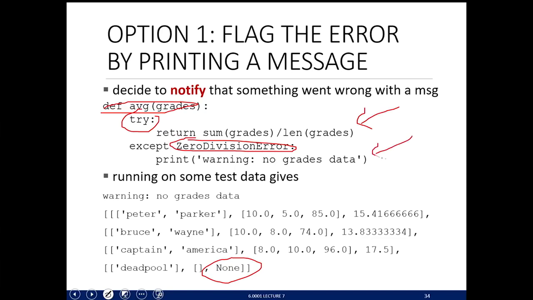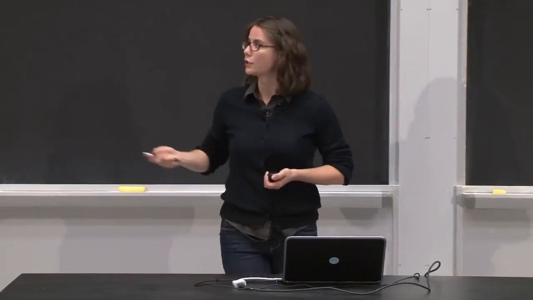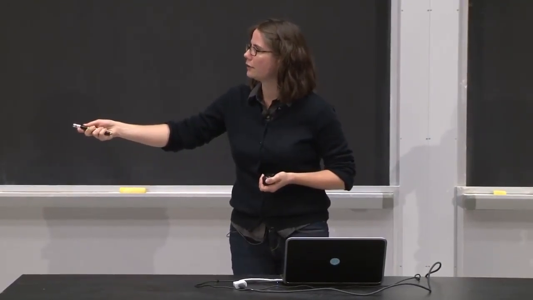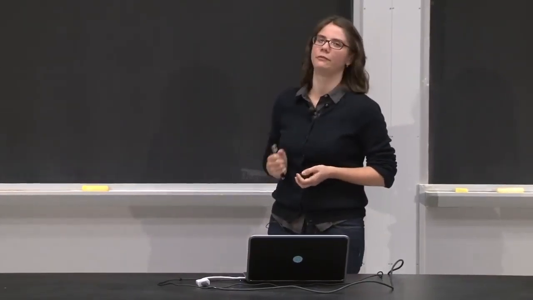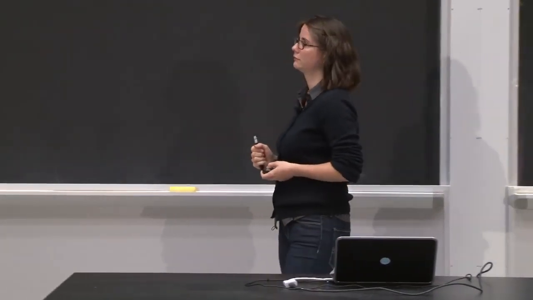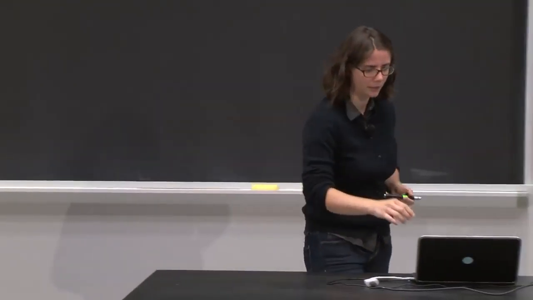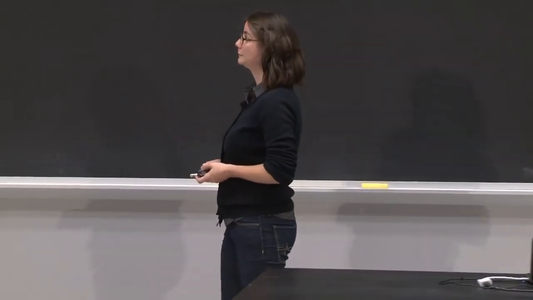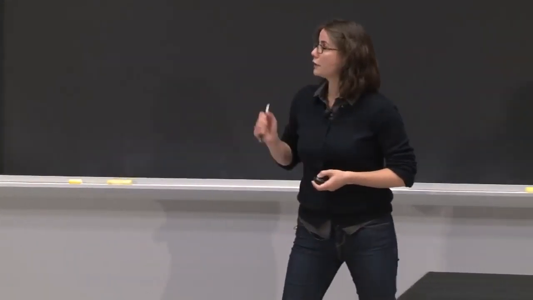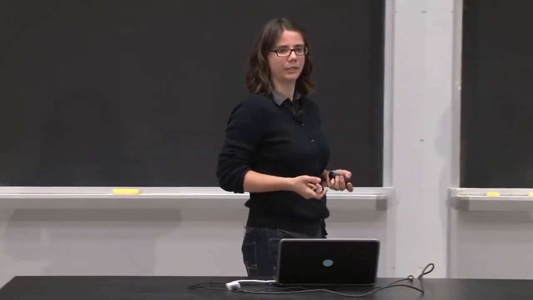That's because when we entered this except statement, right, if this is a function, remember functions return something. This function in this particular except statement didn't return anything, right? So it returns a none. So for the averages for this particular function, the average is going to be a none for this person who didn't have any grades associated with them. Okay? So that's our first option, is to just flag the error and print a message.